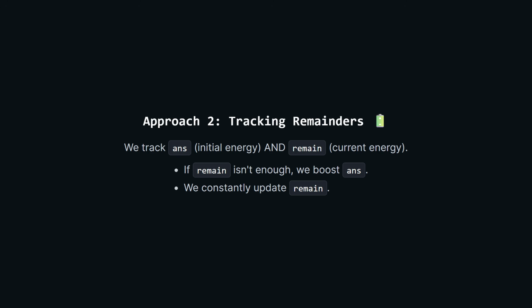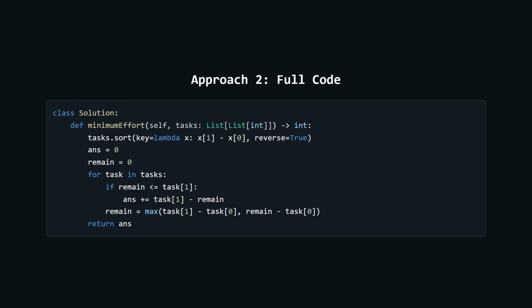In this approach, we keep track of 2 things, our required initial energy and our current remaining energy. As we loop, if our remaining energy dips below a task's minimum, we are forced to increase our initial starting energy to compensate. And here is the code for that second approach. We sort in reverse, check if we need to replenish our energy, and then cleverly update our remaining energy using the maximum function to handle both scenarios automatically.